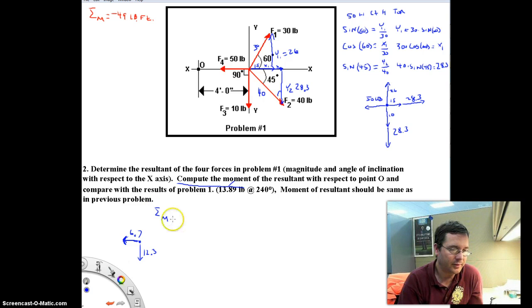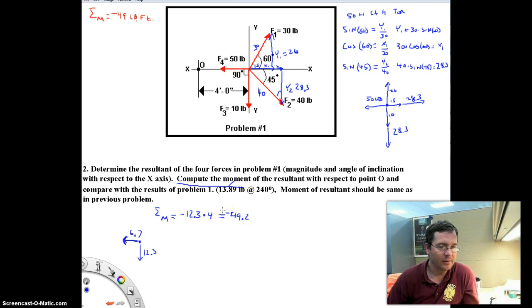So the sum of the moments equals, and remember this is a negative number because it's in the downward direction, negative 12.3 times 4, which equals 48 plus 1.2, 49.2, and it's a negative number. So you can see that there's a slight rounding difference, but we arrive at the same vector. Two different approaches to solving the same problem. That's what they're really trying to get across here.